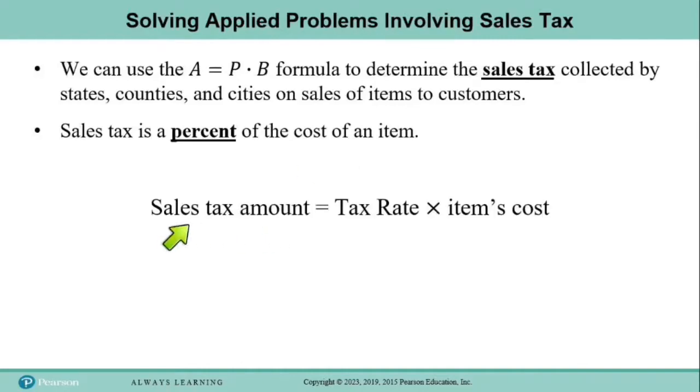So we can say that the sales tax amount is going to be the tax rate, which is a percent, times the item's cost. And you see how that matches our basic percent formula. The amount is equal to the percent in decimal form times the cost. A equals P times B.